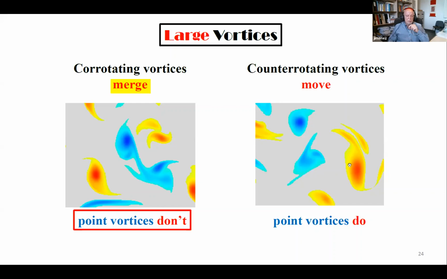When you have co-rotating vortices, finite vortices behave differently from point vortices. Finite vortices merge, and this is something you're all familiar with. Two co-rotating finite vortices are going to merge, and point vortices don't. So co-rotating vortices merge, and point vortices don't. And this has to be the difference between what the Hamiltonian system is doing and what the turbulence system is doing.